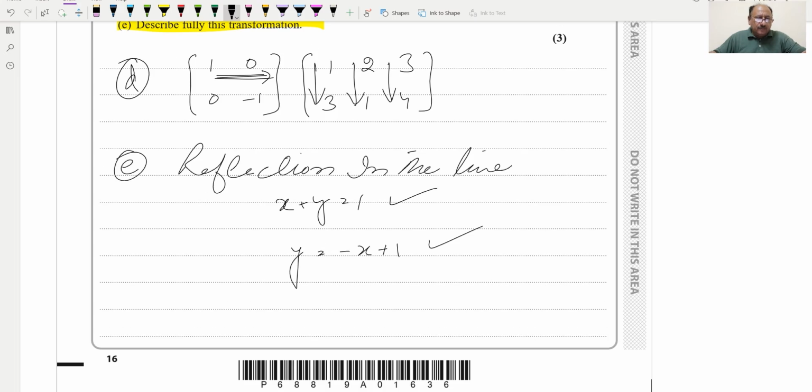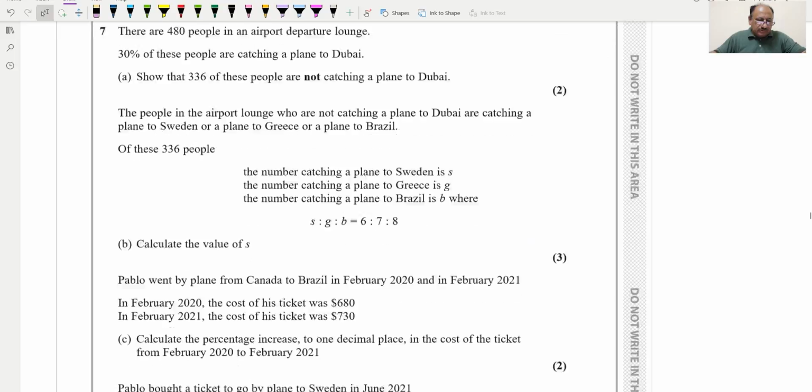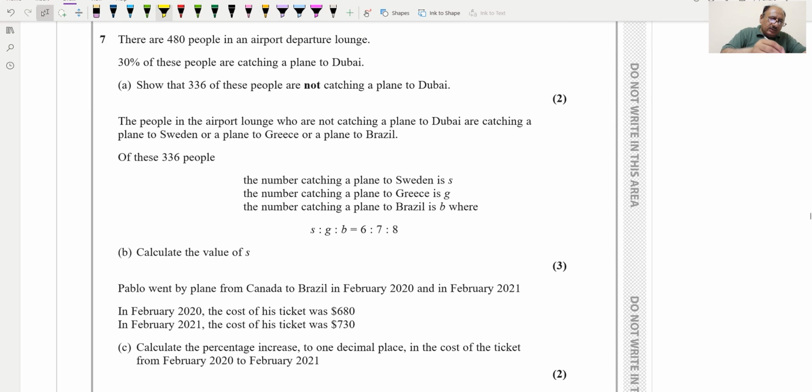This is done. Now we can move to the question number 7, and the question number 7 says there are 480 people in an airport departure lounge. 30% of these people are catching a plane to Dubai.